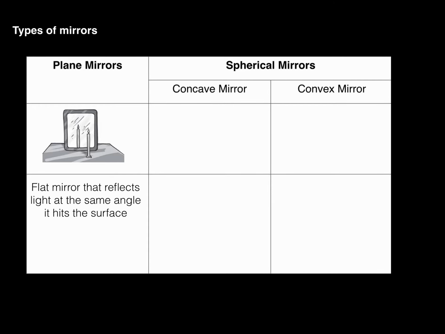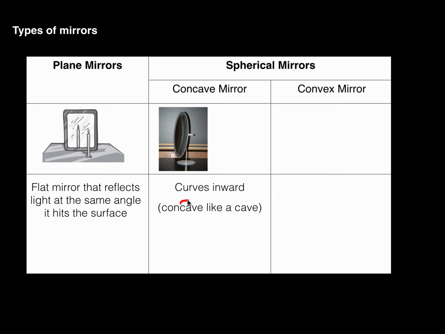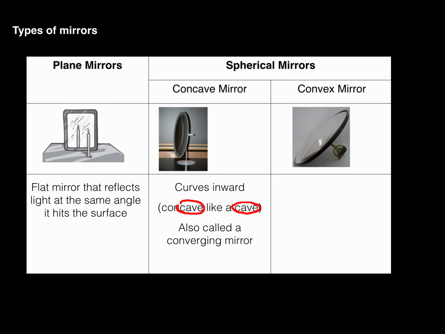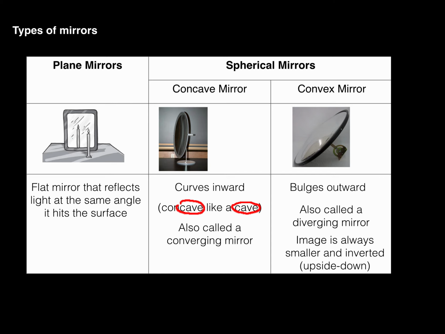Plane mirrors are flat mirrors that reflect light at the same angle it hits the surface with. Concave mirrors are mirrors that curve inward. We can remember that they curve inward because they're concave, like a cave. Concave mirrors are also called converging mirrors. Convex mirrors are mirrors that bulge outward. They're also called diverging mirrors. The images you see in convex mirrors are always smaller and inverted, which means that they're always upside down.